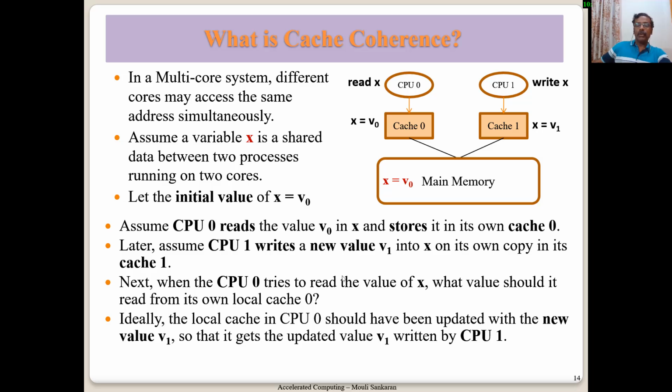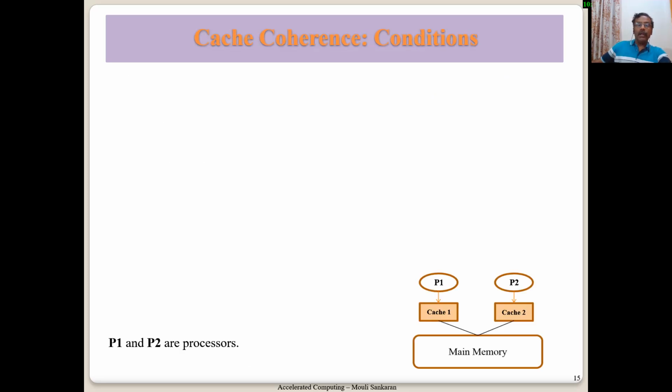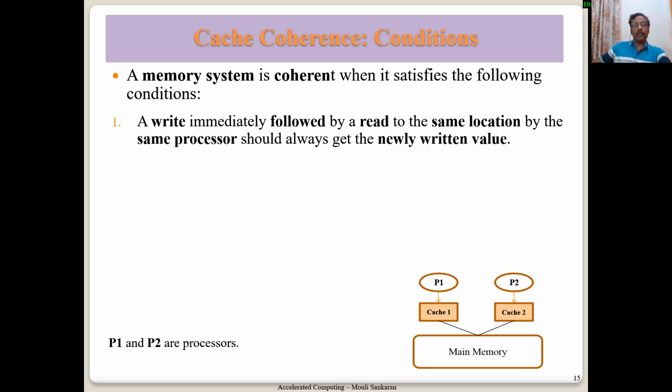The cache coherence problem arises when there are multiple cores accessing the shared variable. Now, what are the conditions that could lead to problems? We call a memory system coherent when a write immediately followed by a read to the same location by the same process always gets the newly written value. So I have written into a variable x, and then I am reading it in the same processor. I should get back the value which I have written.